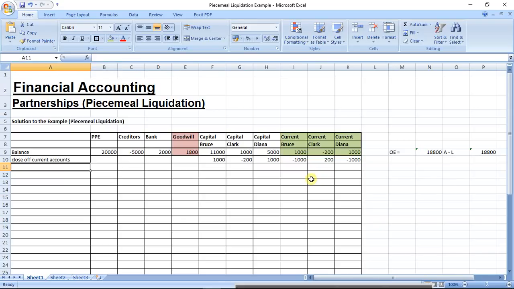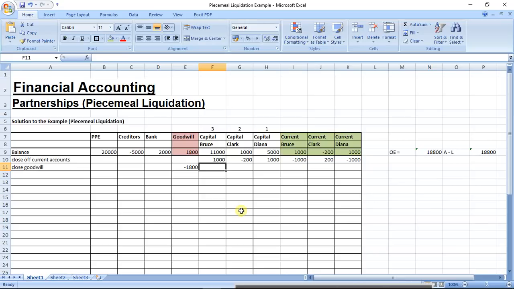And we also need to close off goodwill to the partners. So if I close off goodwill, remember the profit sharing ratio was 3 to 2 to 1. So 3 parts to Bruce, 2 parts to Clark, and 1 part to Diana. They're each getting a part of that goodwill. So goodwill will come down with 1,800.